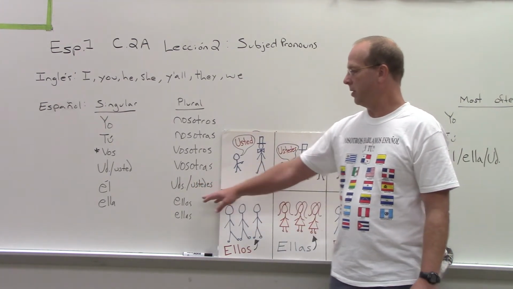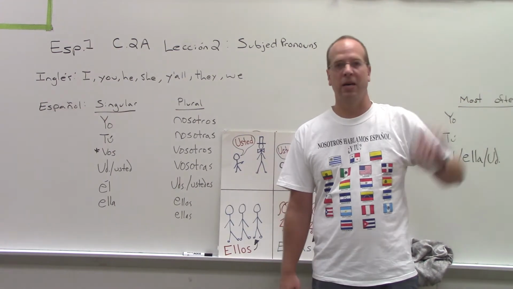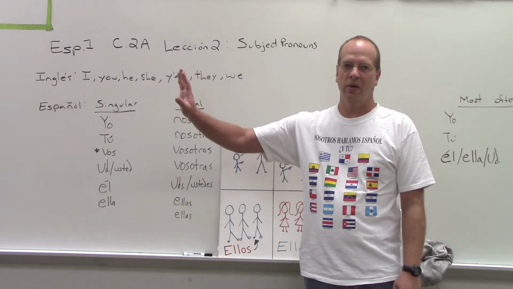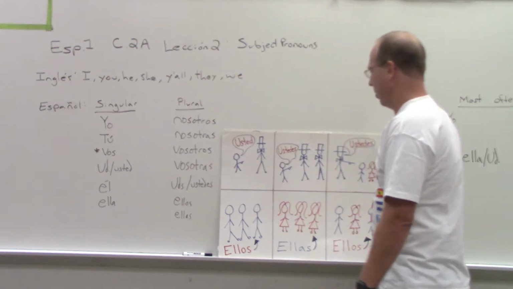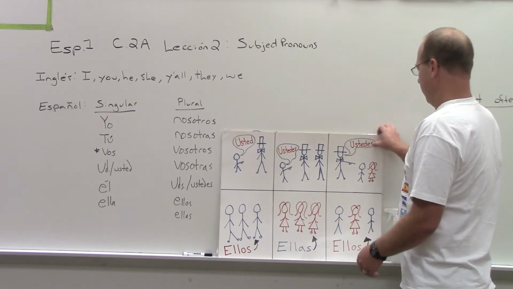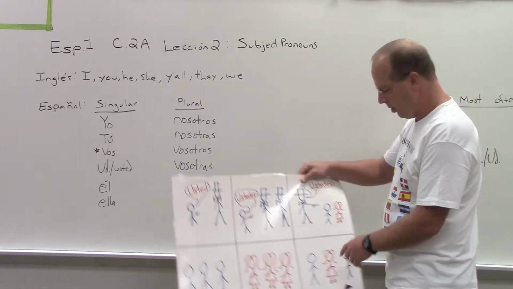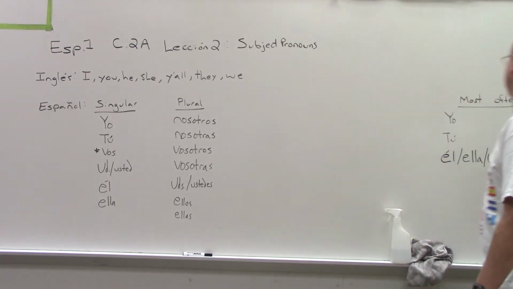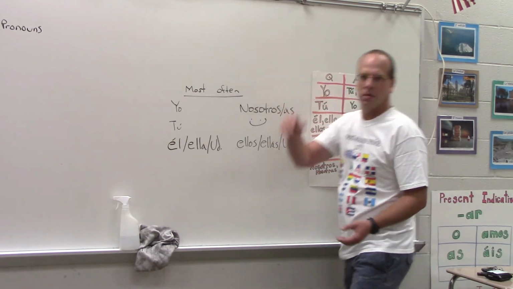All right? Then we have ellos and ellas. That is a reference to people indirectly. Okay? So they. Or if it's a group of girls, again it's they, but ellas. Okay. Oh, ellos could be a mixture. It doesn't have to be all boys. It could be boys and girls.